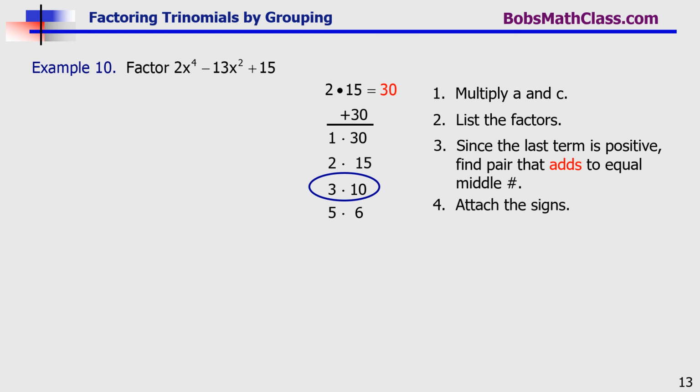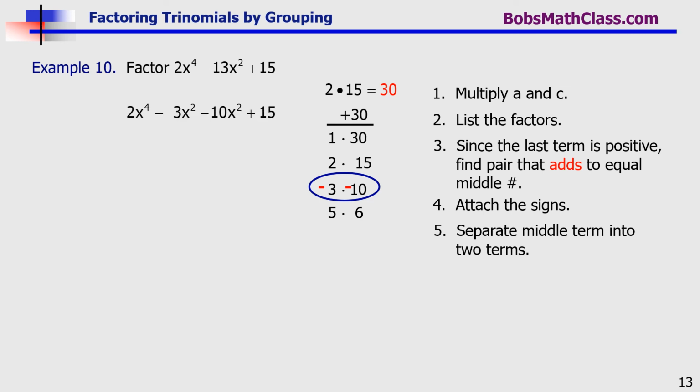And then we want to attach our signs. So what signs do they have to be to equal negative 13? Both negative. Now we're going to separate the middle term into two terms. Don't forget to attach the variable, which is x squared. Now we can factor by grouping.